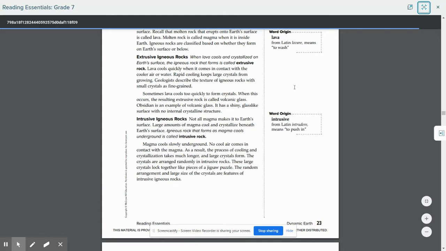The crystals are arranged randomly in intrusive rocks. These large crystals lock together like pieces of a jigsaw puzzle. The random arrangement and large size of the crystals are features of intrusive igneous rocks.